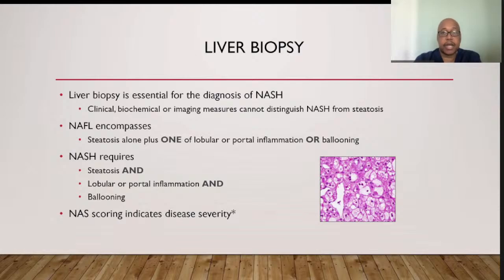And then, of course, they would have the criteria that they would be looking at for things like bridging fibrosis and necrosis, and criteria to determine if somebody has progressed to a more advanced stage of fibrosis or cirrhosis. Next slide.